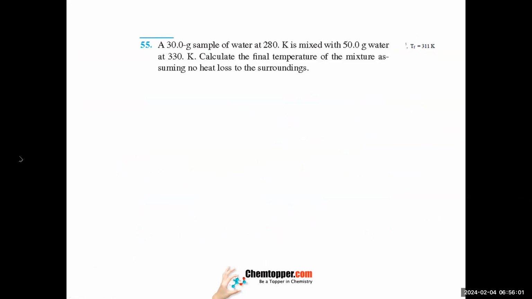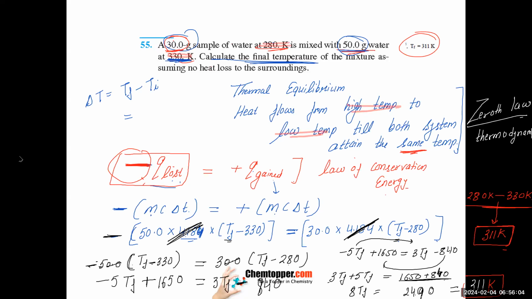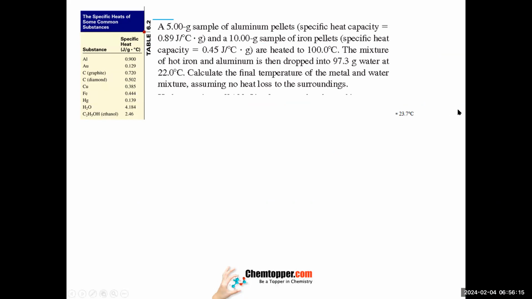This is question 55 from the Zumdal book. Okay, moving to the next question now. This question is based again on the same thing, thermal equilibrium and the first law of thermodynamics. Read the question. But this time you have three systems, and all three systems are placed together. So all three systems will get the same final temperature. And that's what they are asking.